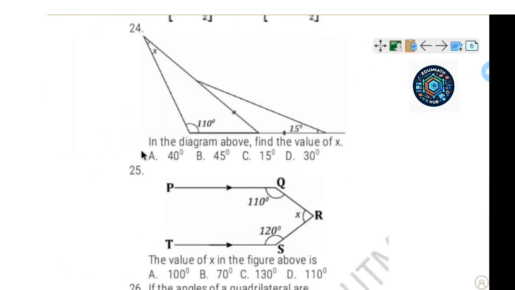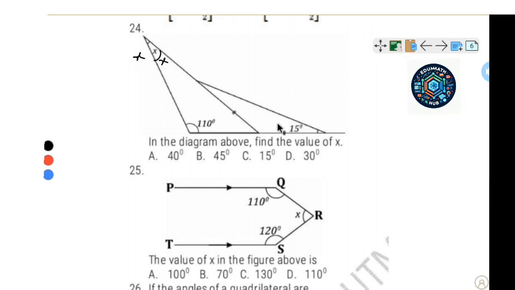So move to number 24. For number 24, we have this question here, this diagram. This is a triangle. In the diagram above, find the value of x. This is x here. The angle here is x.